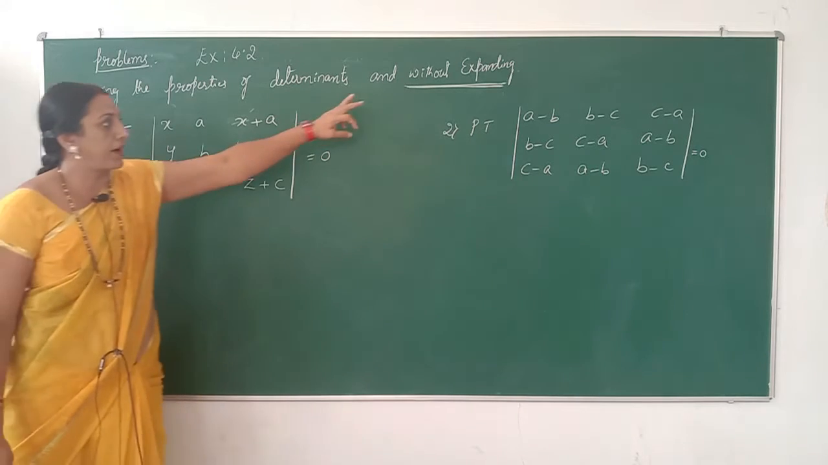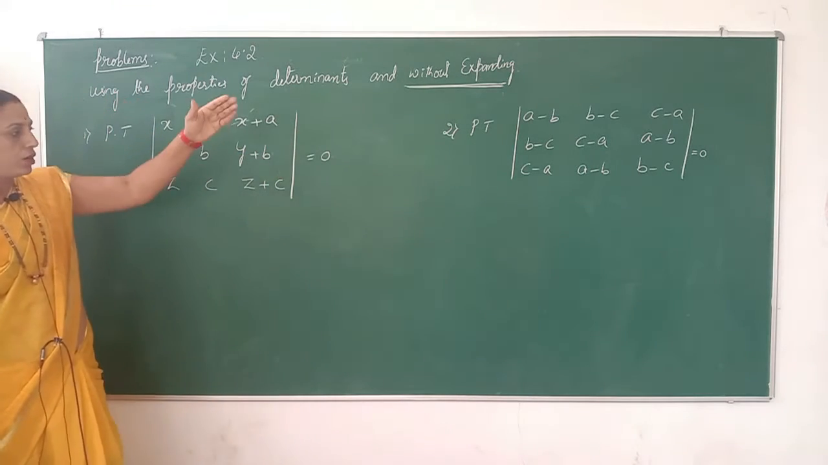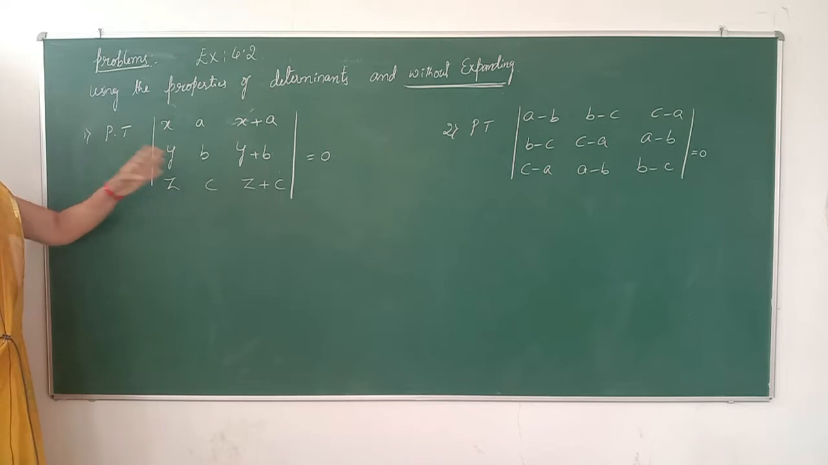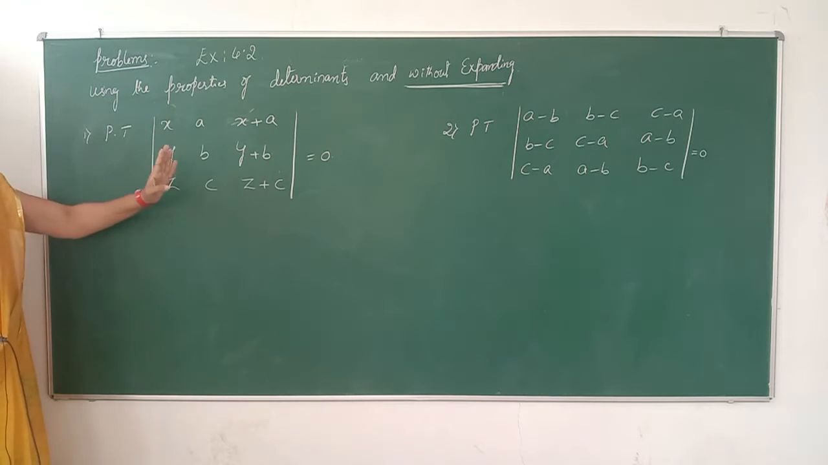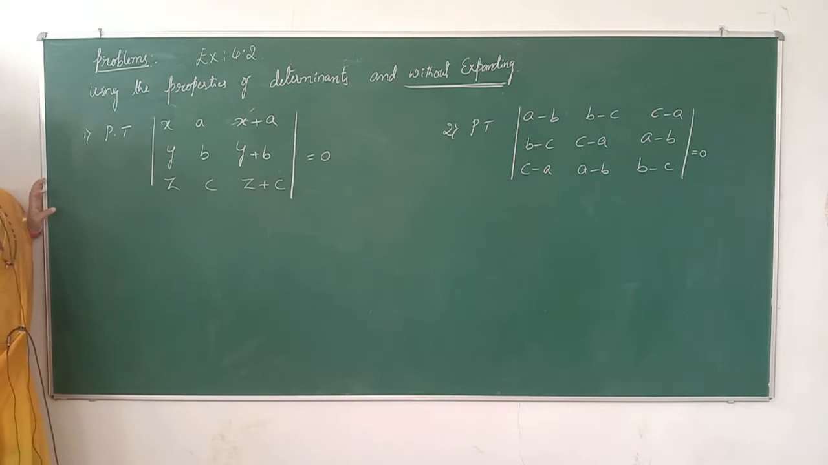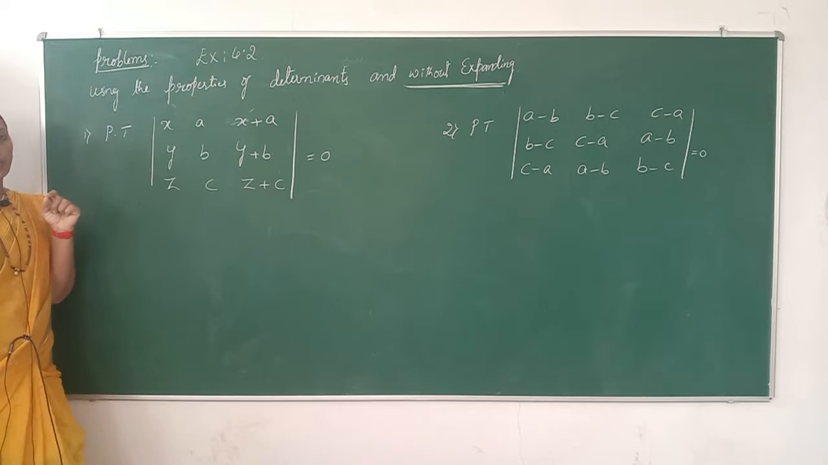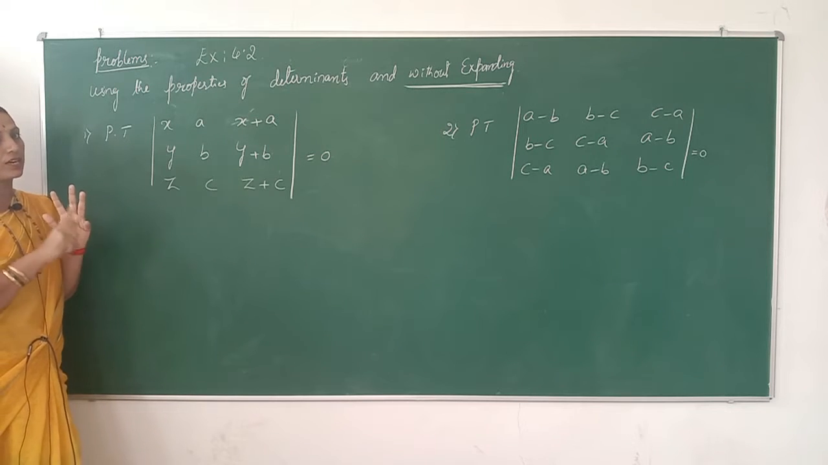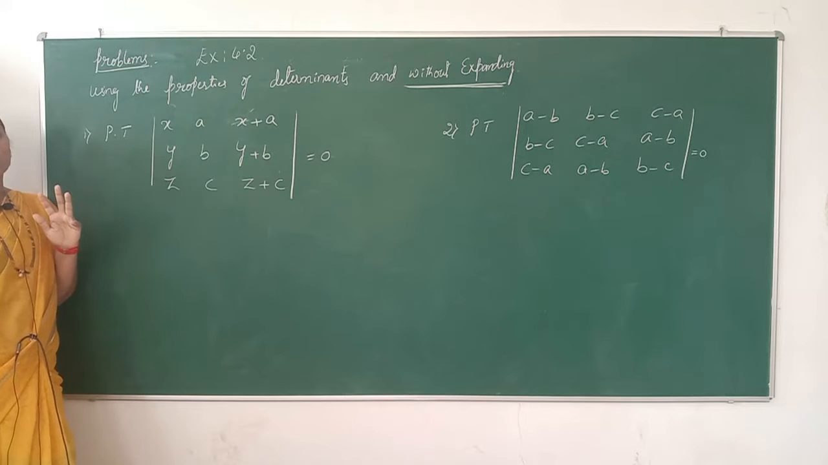But without expanding means by using the 8 properties of the determinants. Any one of the properties can be used in these problems, and the way to get the solution is nothing but 0. Now first we'll observe the properties. The first one says that the value of a determinant does not alter if the rows and columns are interchanged.